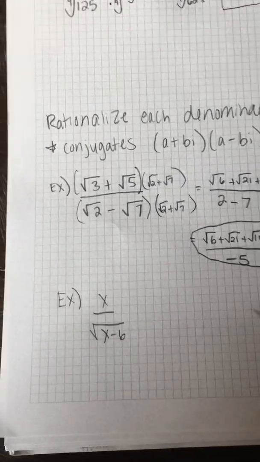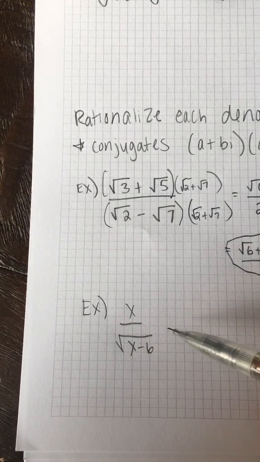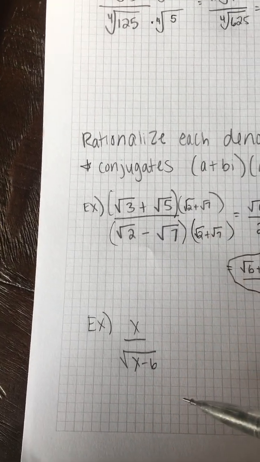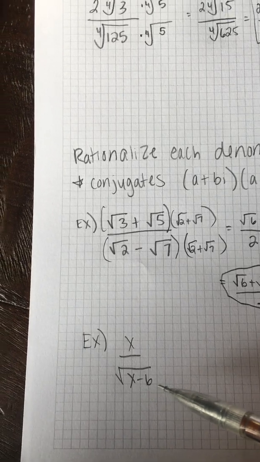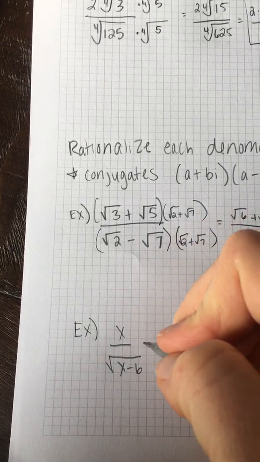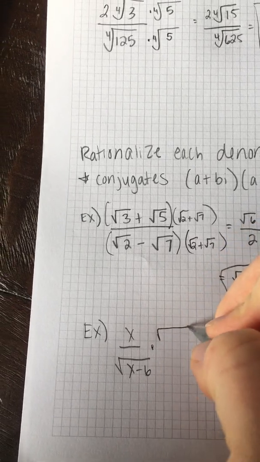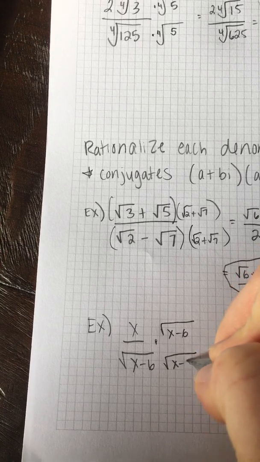So, next example. This is different because this is one root, not 2 separate like this one. So there's still a root in the bottom that we have to rationalize. We have to get this root out of the bottom. And so what we do is we just multiply by the entire root.